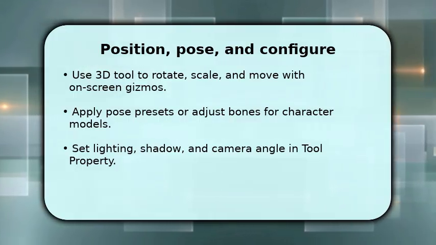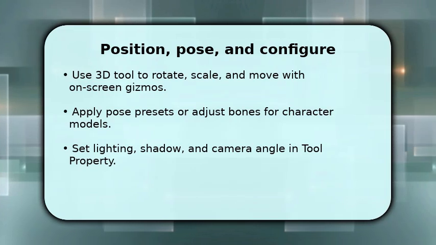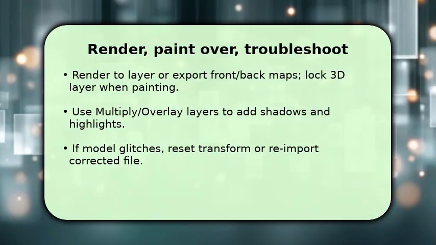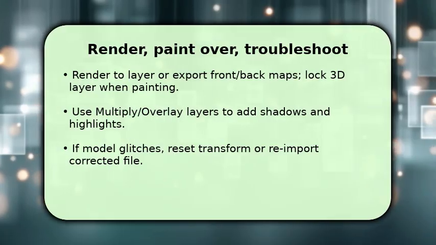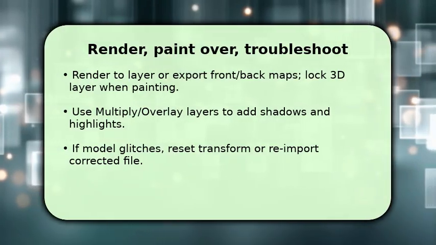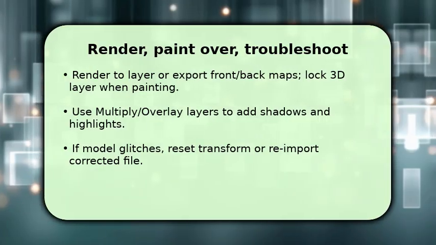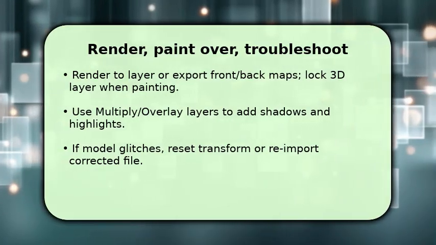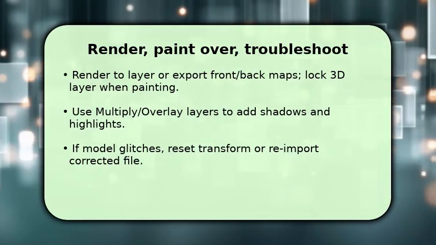Finish by rendering and integrating the model into your painting. Render to a raster layer or export maps, then lock the original 3D layer so you can safely paint shadows, textures, and details on top using multiply or overlay layers. Make sure to sample colors from the render for coherent lighting.